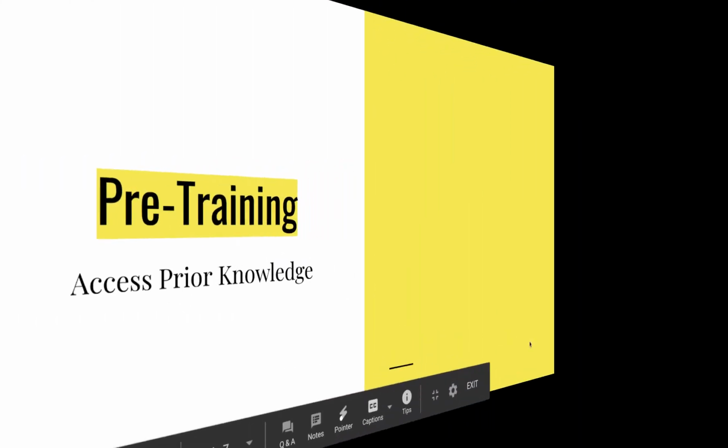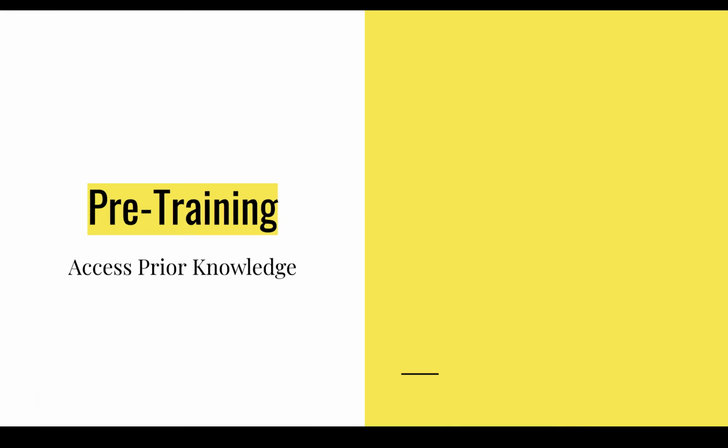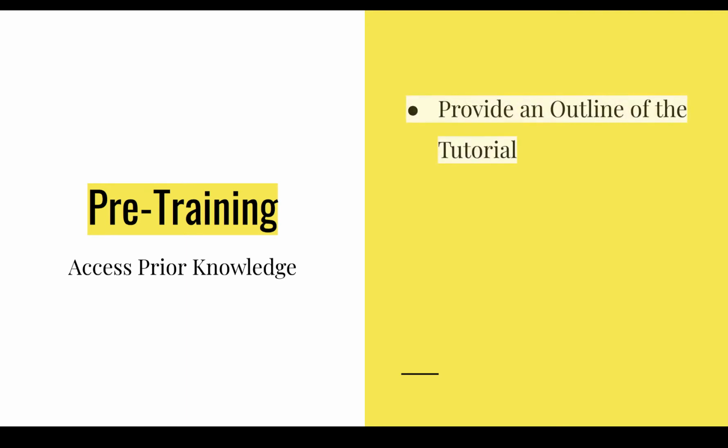Here we go. How can we apply Mayer's theory to optimize student learning? As educators, we can access student prior knowledge with pre-training activities. First thing we can do to help our student is provide an outline or overview of the tutorial, which provides a mental map for students to follow.